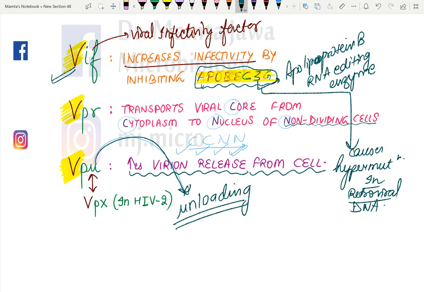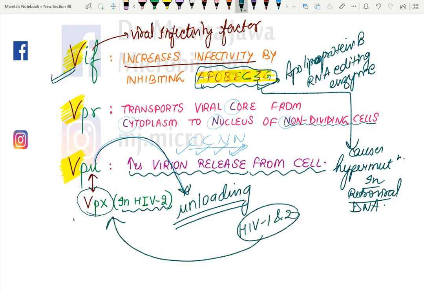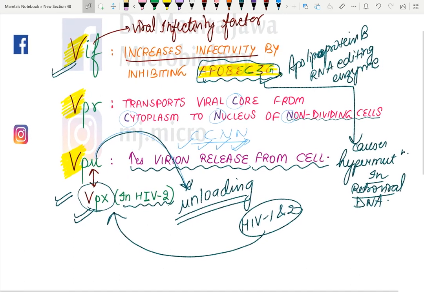And one more thing, instead of VPU, we have got VPX doing the same function in the case of HIV 2. Whatever I've spoken about in this video is pertaining to both HIV 1 and 2 with this exception, the last one. So more or less the structure of HIV 1 and 2 is the same, barring a few points, and this one is an important fact.